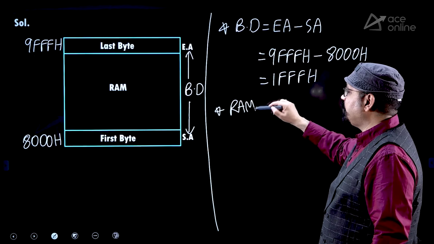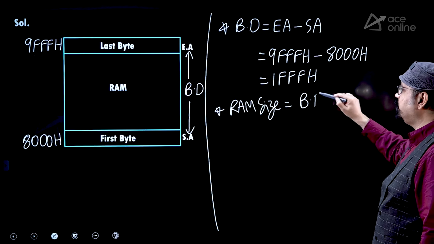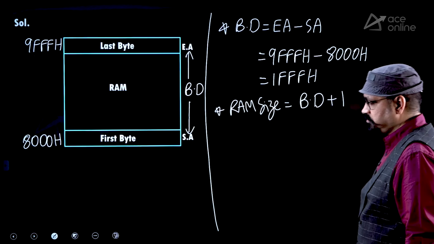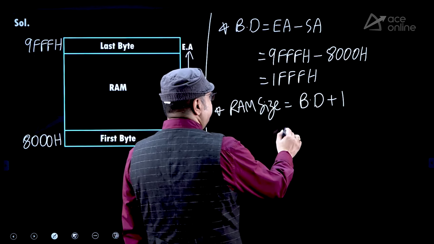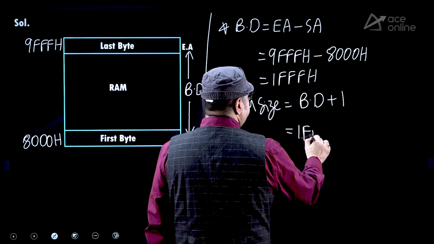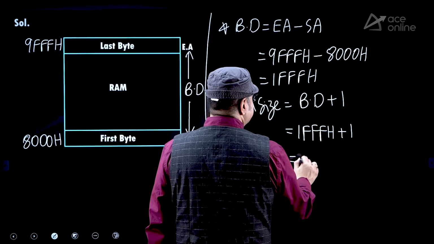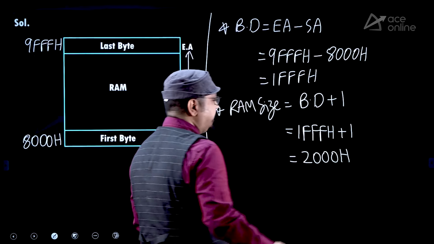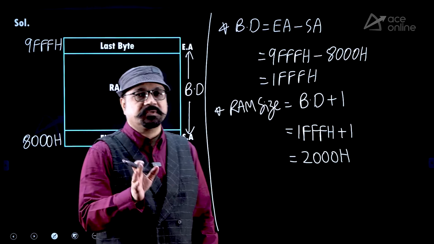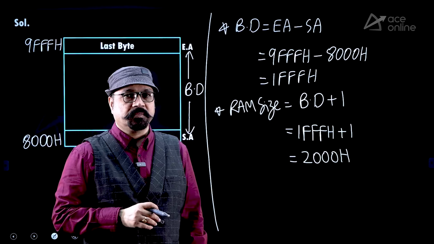They gave it like RAM, so what is the RAM size? RAM size is the byte difference plus 1. What is the byte difference? Byte difference is 1FFF hexa plus 1. That gives you 2000 hexa. This looks like an address, but 2000 is not an address. 2000 is the number of bytes in hexadecimal notation.